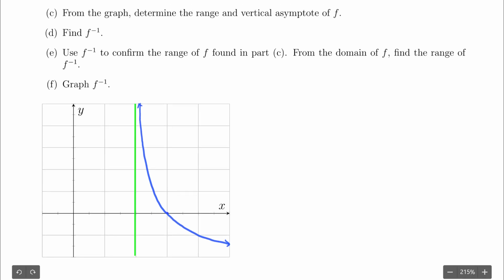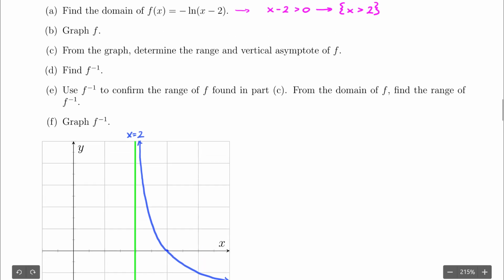From the graph, determine the range and vertical asymptote of f. Well, we know the vertical asymptote is x equals 2, and the range is going to be all real numbers. This graph is defined all the way up to +infinity and all the way down to -infinity along the y-axis.